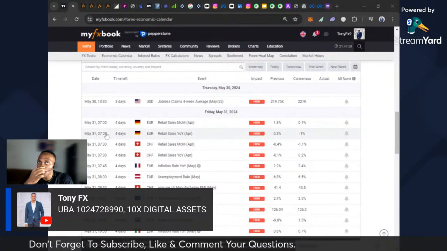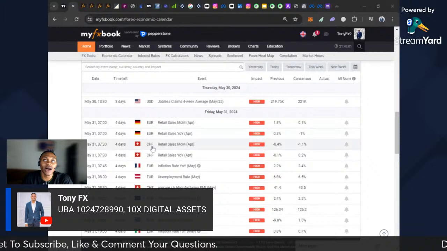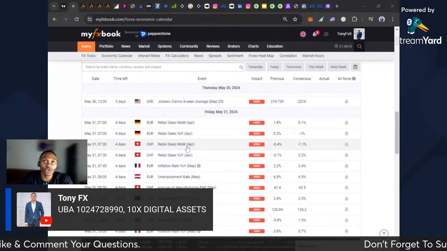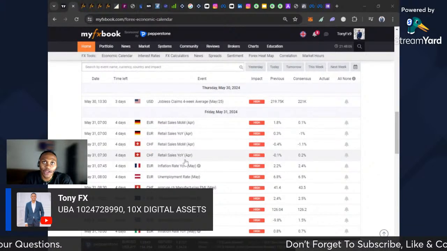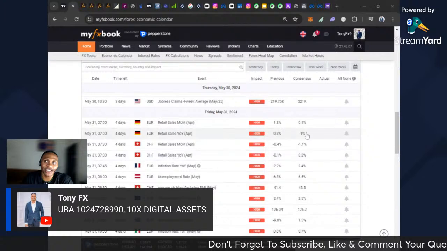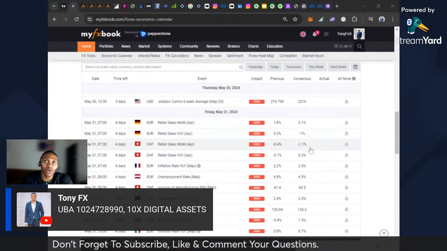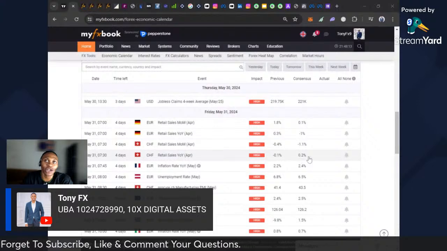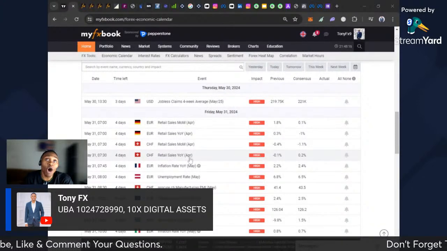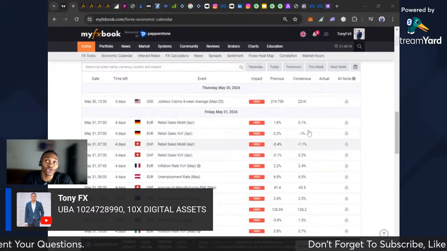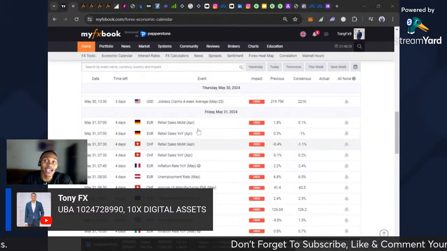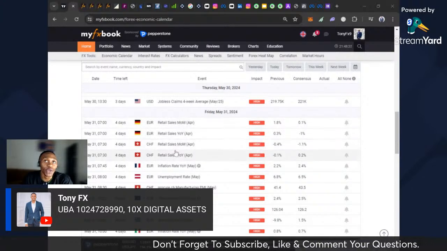Then we have Swiss CHF, retail sales month over month, retail sales year over year. Okay, the same with everything here. We see a figure higher than -1%, a figure higher than -1.1%, and a figure higher than 0.2% is going to make all these pairs, CHF and Euro, to be strong. But if the reverse is the case, Euro and CHF will be weak on Friday.